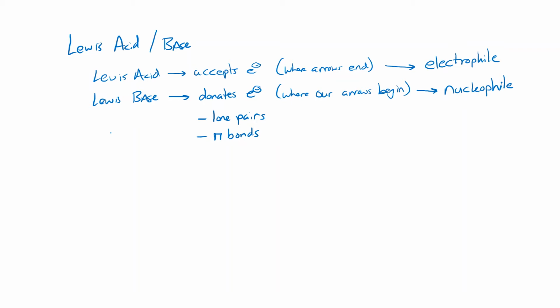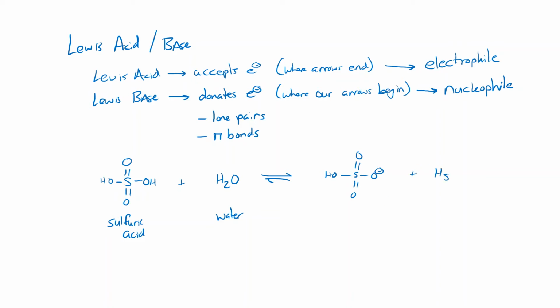Let's look at a reaction of sulfuric acid, H2SO4, and water, H2O. I'm going to give you the products in this case because that's going to be important as well. The products are going to be HSO4 minus and H3O plus.